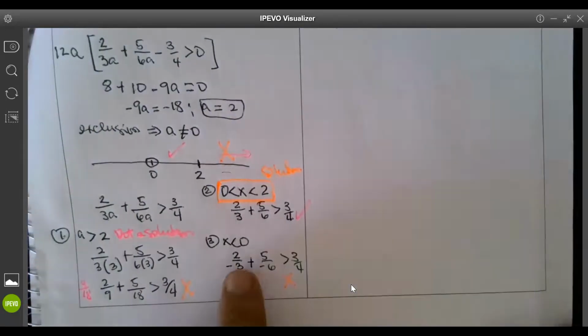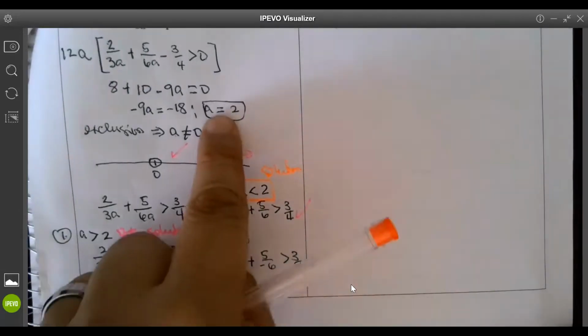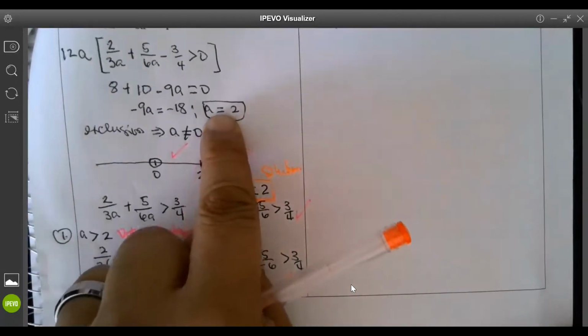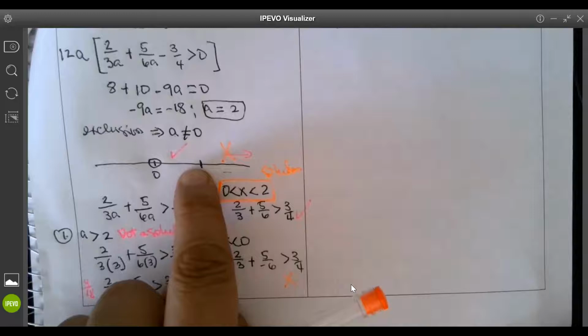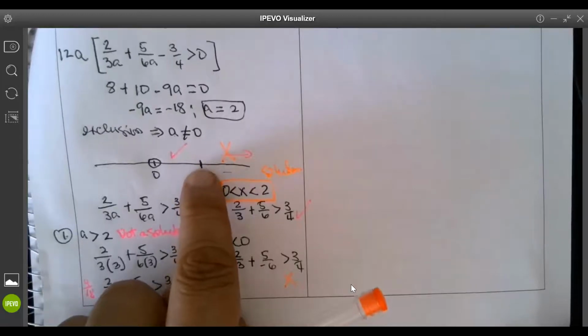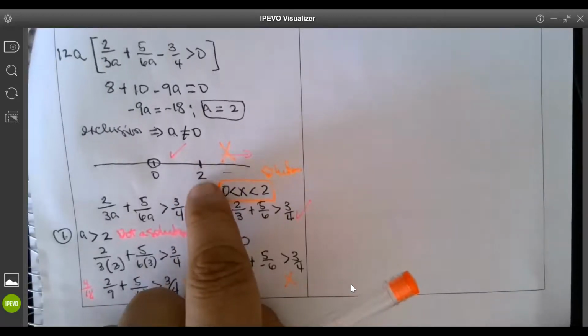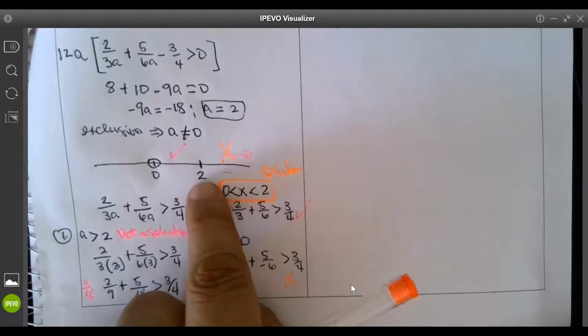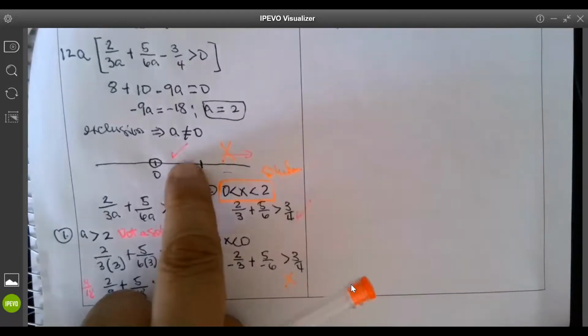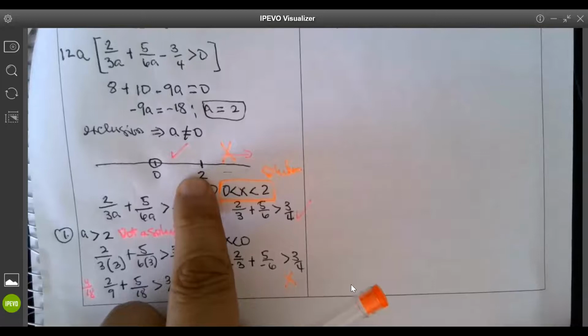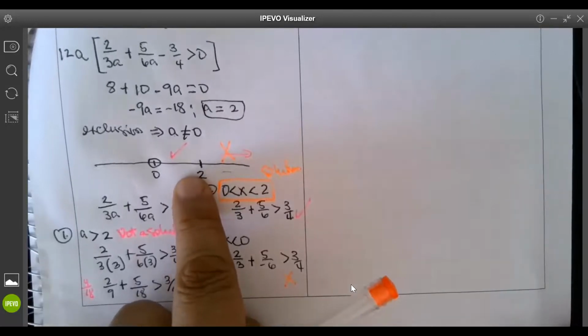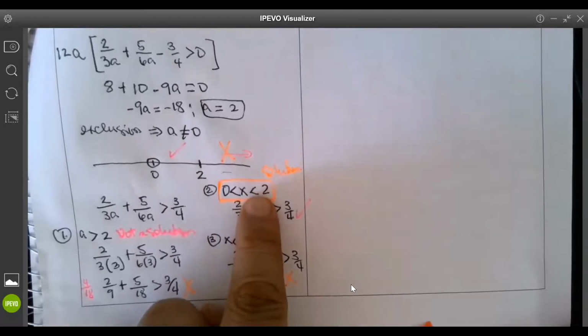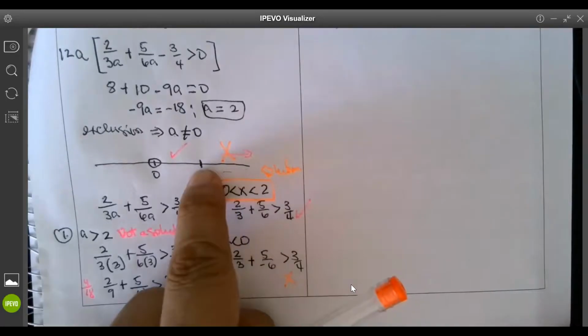Okay, so you see now why I make this one equal to 2 afterward, because this is our point where we decide to get the solution. Is it to the right or to the left of that point there? Now, let's try to check if 2 is also a solution.